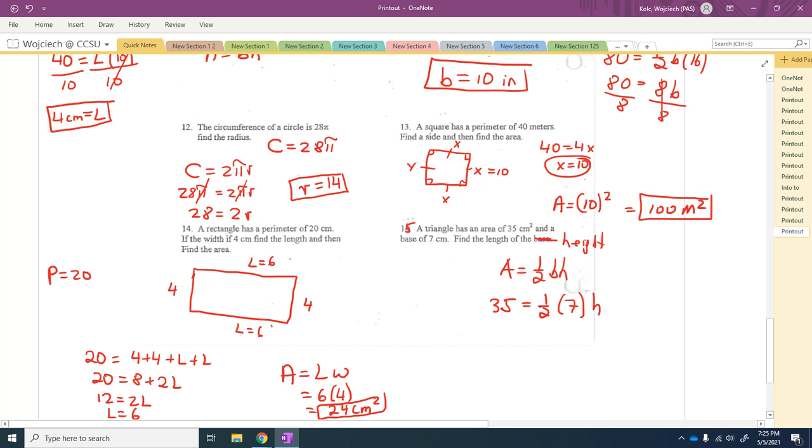Okay, so you can use decimals here. Half of 7 is 3.5. So you get 35, bring it down, by the way. Half of 7 is 3.5, h. To get h by itself, divide by 3.5, divide by 3.5. And 35 divided by 3.5 will give you 10. So the answer is h equals 10 centimeters.